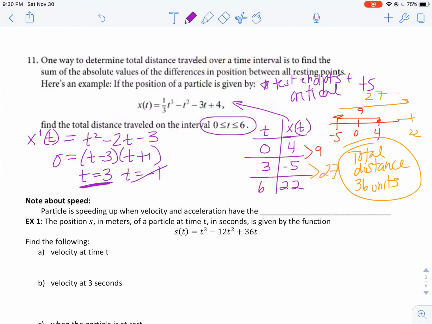All right, another thing that a lot of you guys probably know from physics already, but the particle's speeding up when the velocity and acceleration have the same sign. So either they're both positive or both negative.